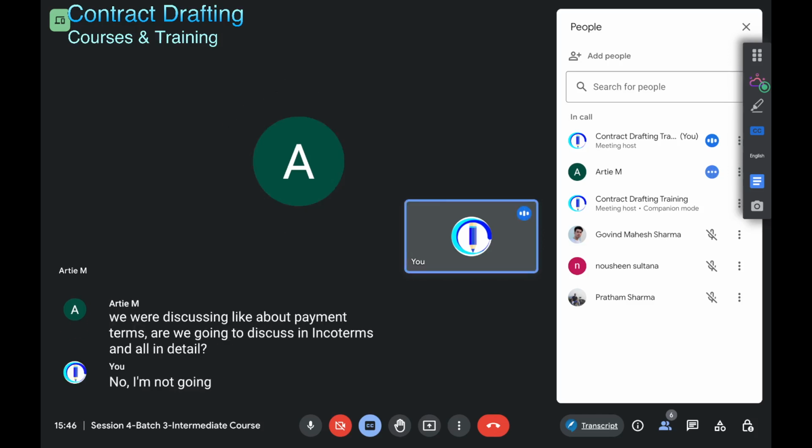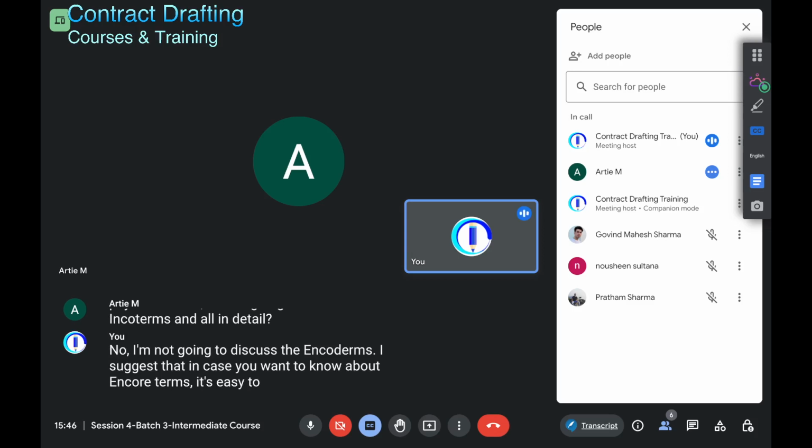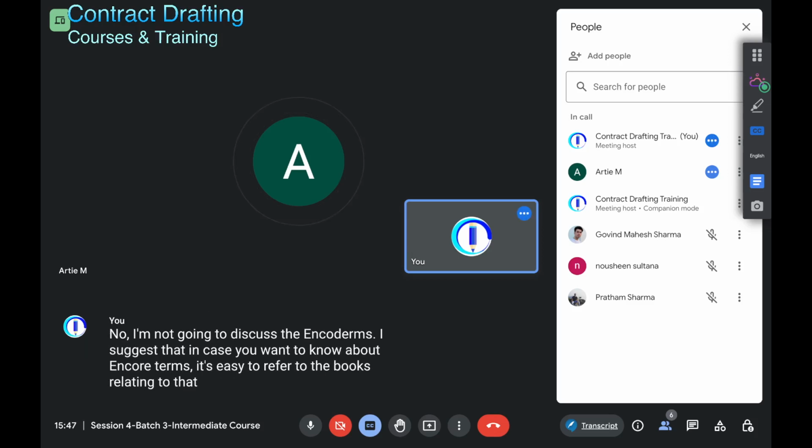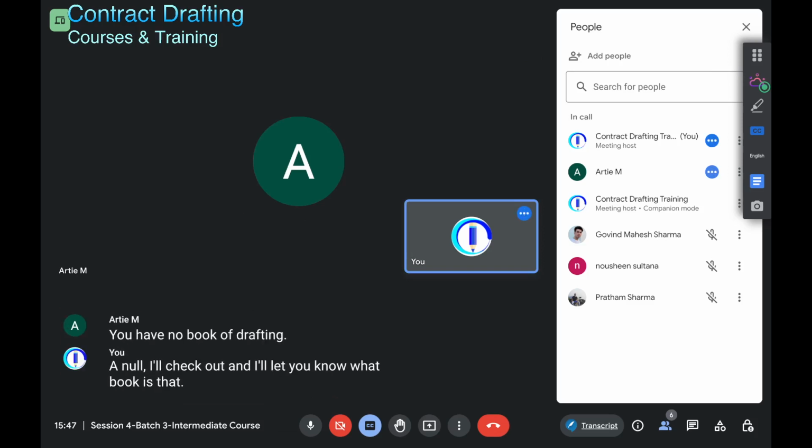I suggest that in case you want to know about Incoterms, it's easy to refer to the books relating to that. There is a blue book, I think, the Blue Book of Drafting. I'll check and let you know what book that is. I'll share the link with everyone.